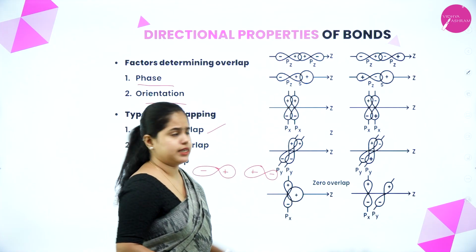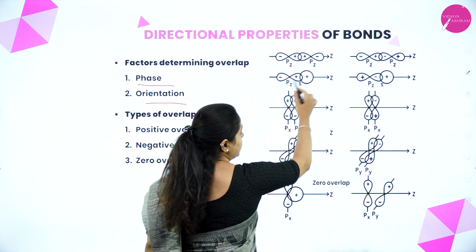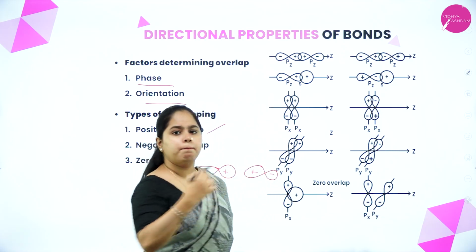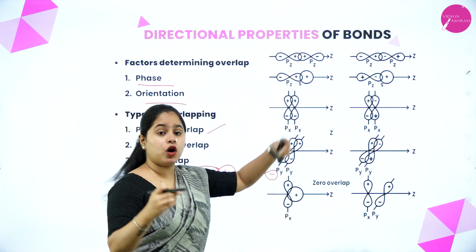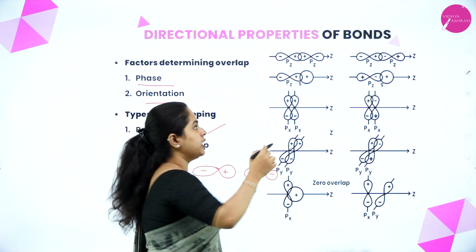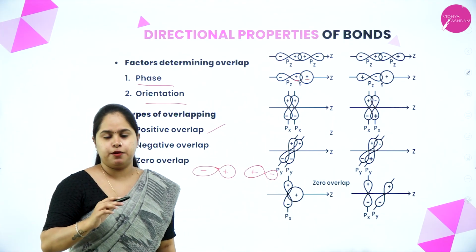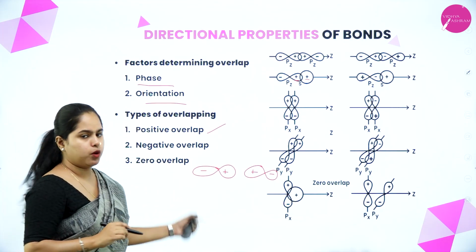Now what about this case? As you can see, this is a spherical shape, that means it is an s orbital, and the dumbbell shape is for a p orbital. Now an s and a p orbital are overlapping. Here both have a plus sign, that means they are in the same phase. That is positive overlap.